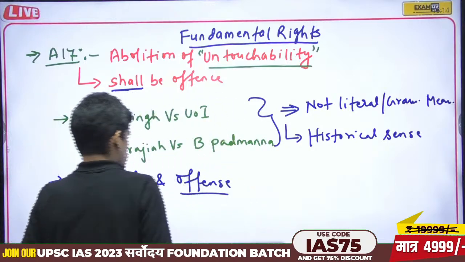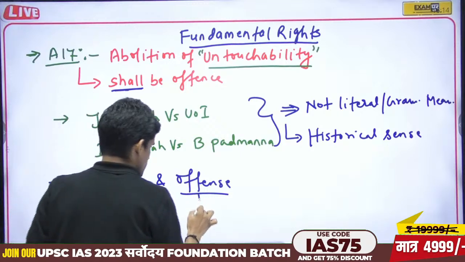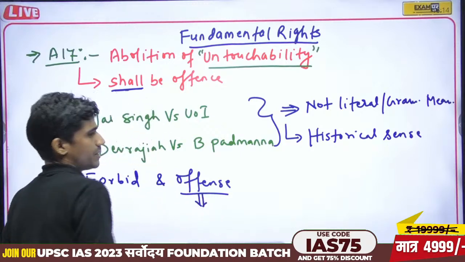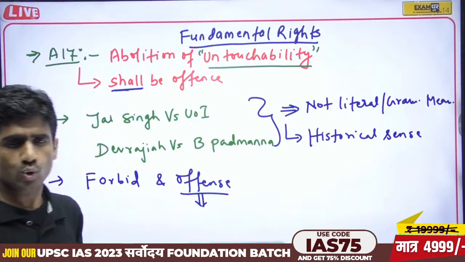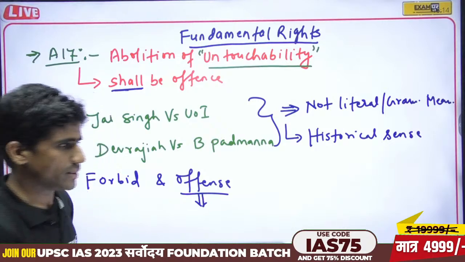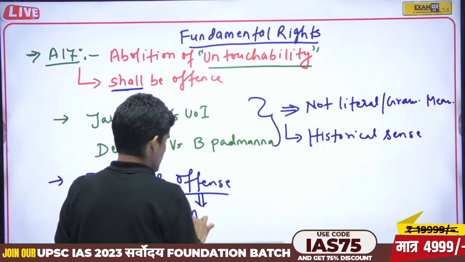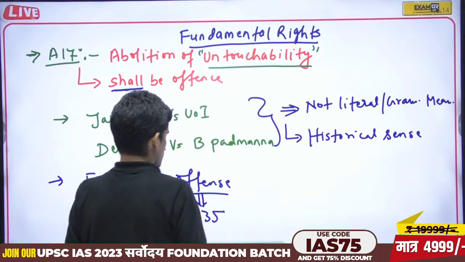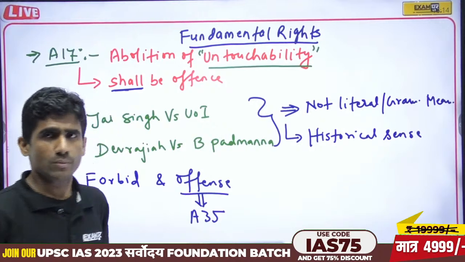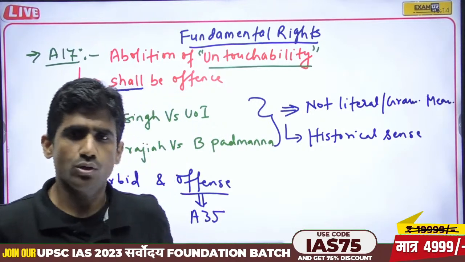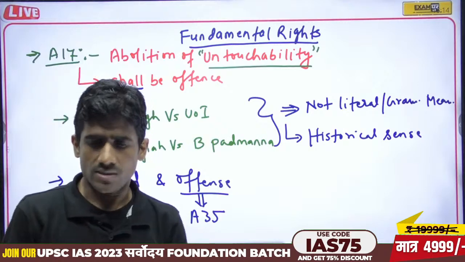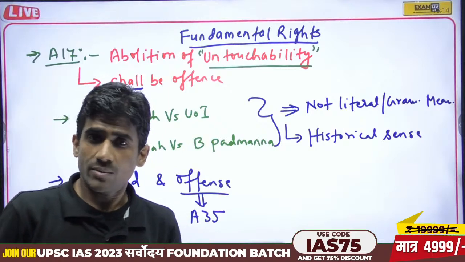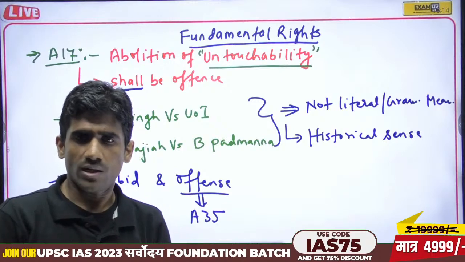How? For an offense, there must be a law, so whoever has the power to make laws. This is basically given in Article 35. So if someone asks the question, is there any correlation or relation between Article 17 and 35? Yes. In which way? Article 17 basically provides the offense of untouchability.